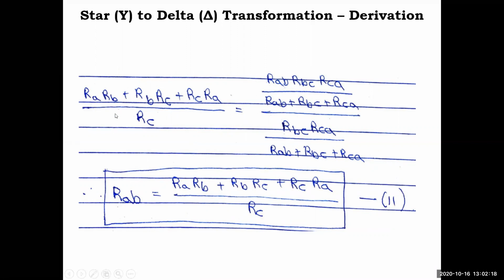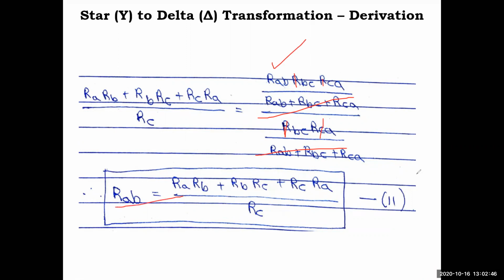Now, RA RB plus RB RC plus RC RA divided by RC. So what happened? RAB plus RBC plus RCA, and RC I have substituted here. The cancellation I have not shown here, so you can do it. This complete cancellation will happen. RBC cancelled out, RCA cancelled out. What is remaining? RAB. So you got RAB now.